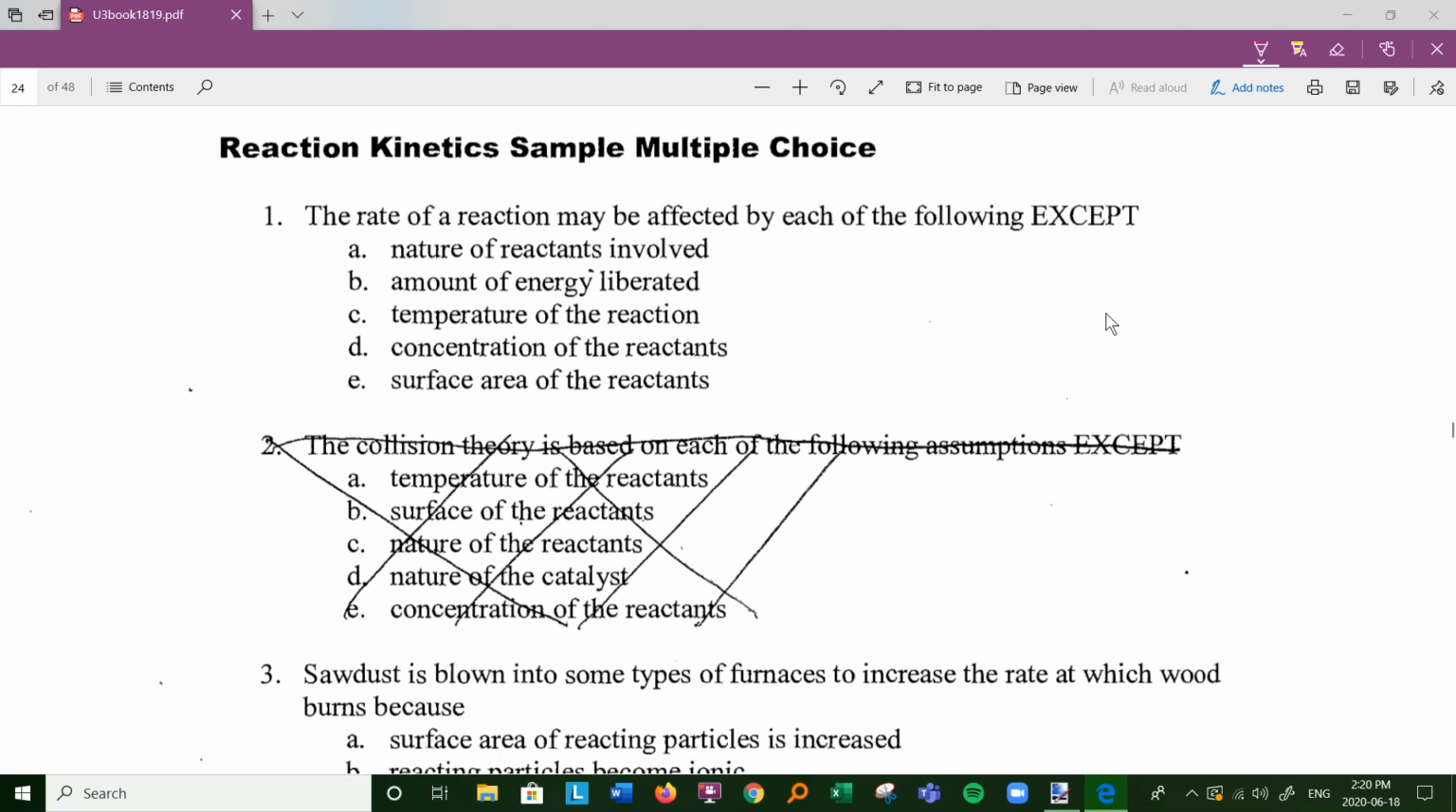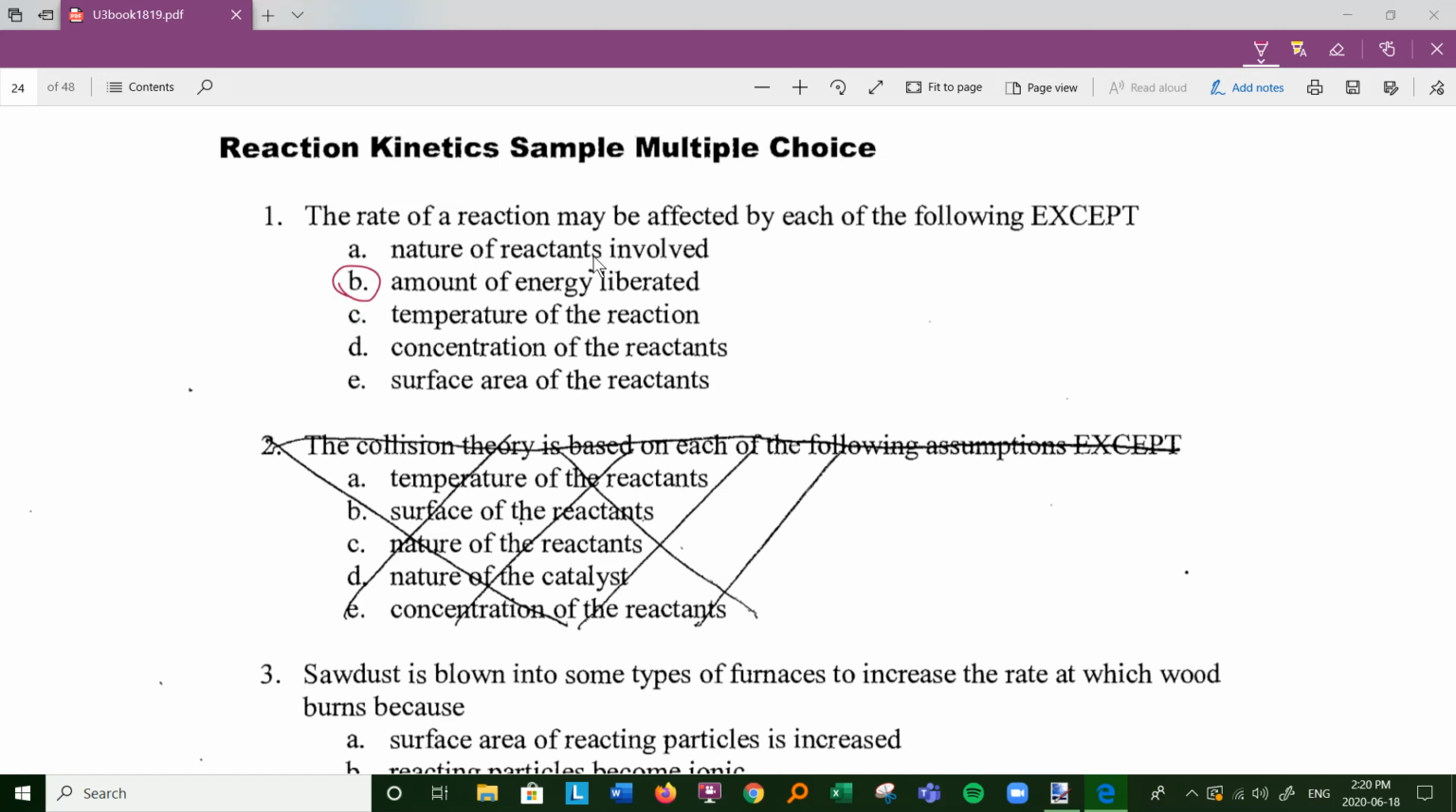Some sample multiple choice. Let's do these together. The rate of reaction may be affected by each of the following except... Now you can go on pause, try the answer, and then unpause. I'll count to 3. I counted in my head. Did you get the answer? The answer is the amount of energy liberated.